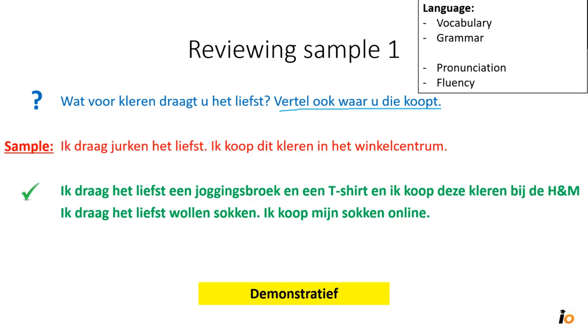And that is in the second sentence of the answer, where she says, "ik koop dit kleren in het winkelcentrum." Kleren is plural. So that means that the dit should actually be deze, as we can see in the ideal sample. So we learn from the ideal sample that the correct demonstrative with kleren is deze, because kleren is a plural word. Except for these mistakes, there was not much wrong with the answer.